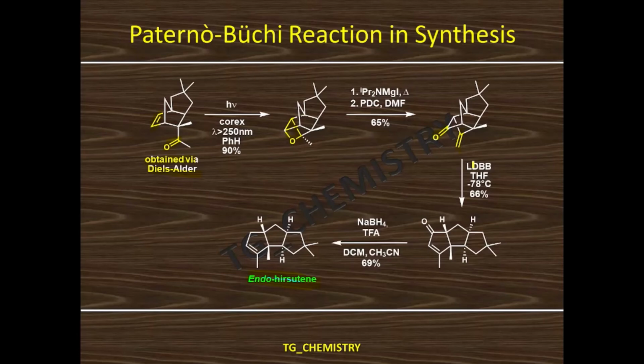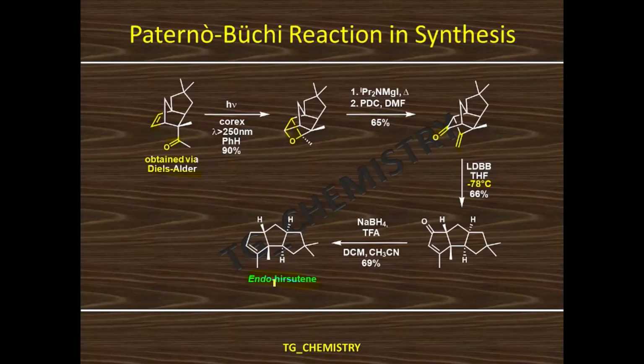So then comes the reaction again with this carbonyl and olefin system, when it reacts with LDBB, which is actually the lithium 4,4'-di-tert-butylbiphenylide. Upon reaction with that compound in THF at a very low temperature, minus 78 degrees centigrade, the 5,5,5 fused tricyclic enone structure is obtained. Which on further reduction by means of sodium borohydride and trifluoroacetic acid will end up with the endo hirsutene compound as we intend to synthesize.